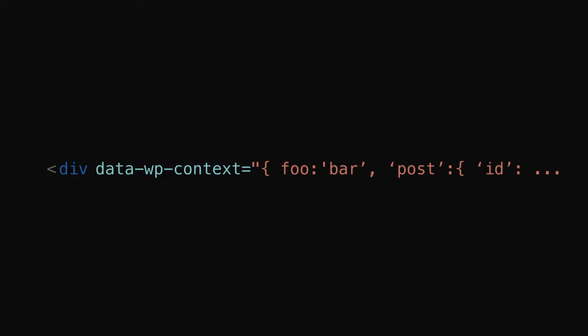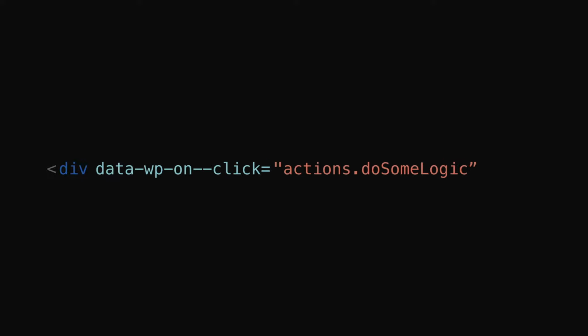Other directive examples include data-wp-context, followed by a stringified JSON value that includes data that will be used throughout your component, or an event directive, for example, data-wp-on--click to trigger a function on click event, or data-wp-on--keyup to trigger a function on the key up event, or data-wp-on-window--resize to trigger a function on the window resize event.